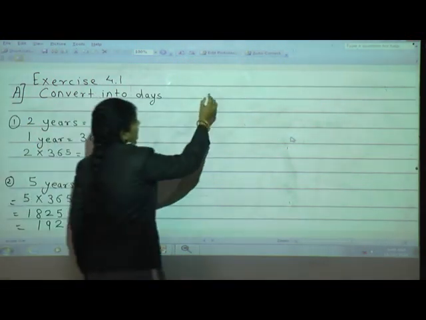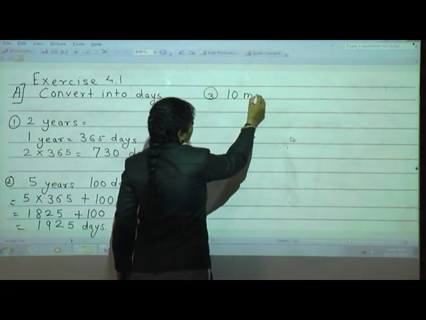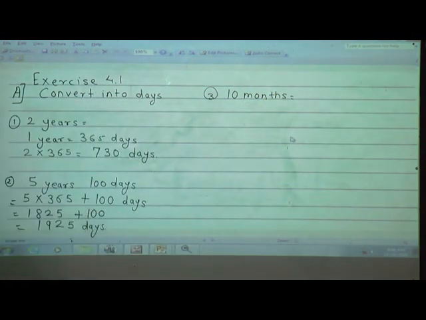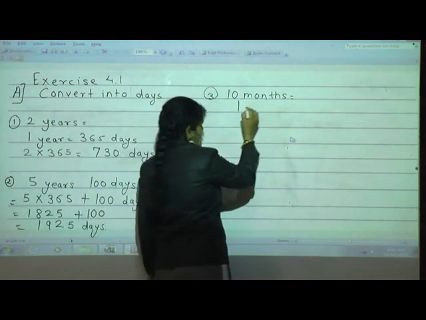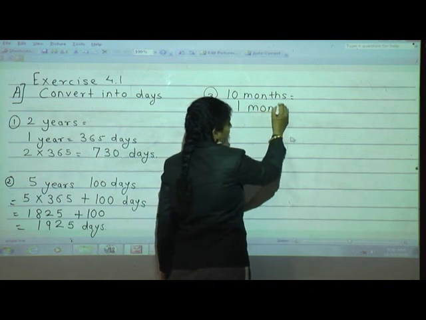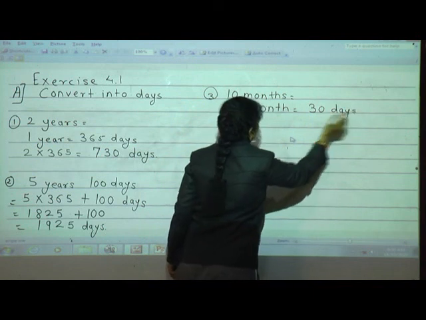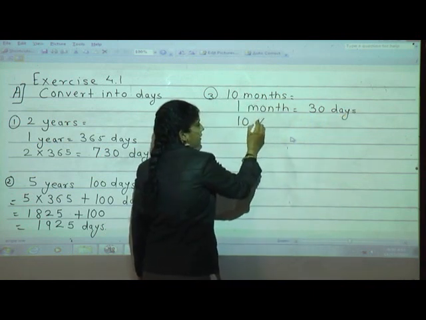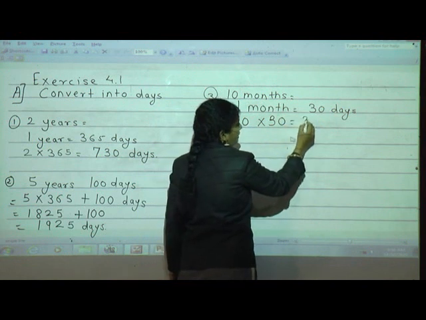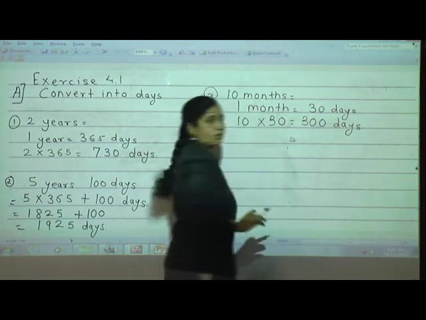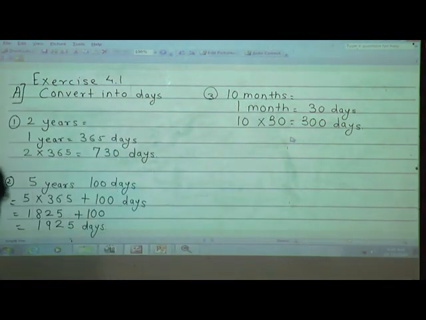Okay, now third one, 10 months. Now students, here in 1 month how many days are there? Yes, 30. 1 month is equal to 30 days. So multiply 10 by 30, you will get the answer 300 days. All of you understood this? Okay, so now we will see B1.